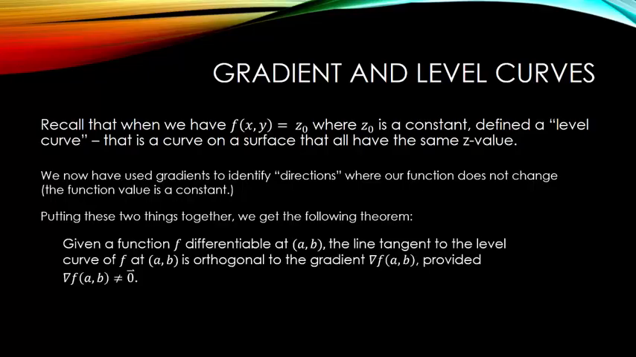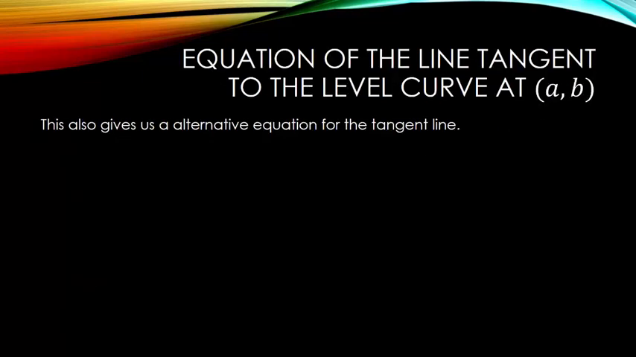If I'm given a function f that is differentiable at the point AB, the line tangent to the level curve of f at the point AB is orthogonal to the gradient of f at AB, provided the gradient of f at AB is not equal to 0. Now, this also allows me to write an alternative form of the equation for the tangent line.